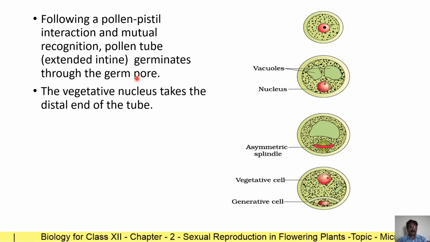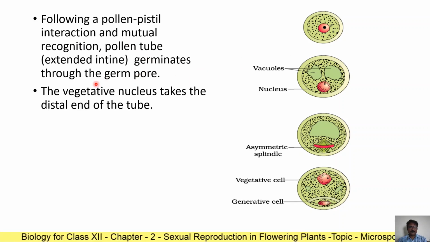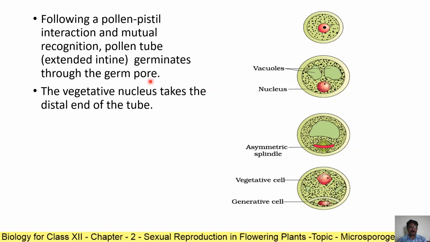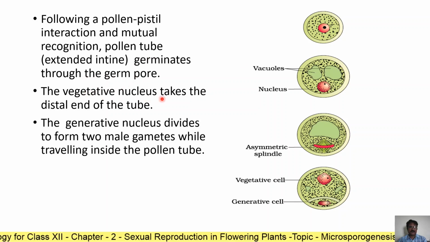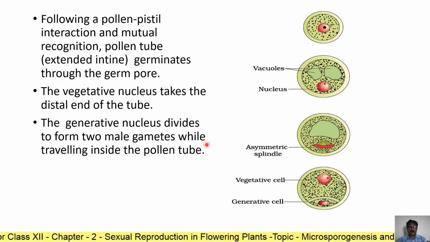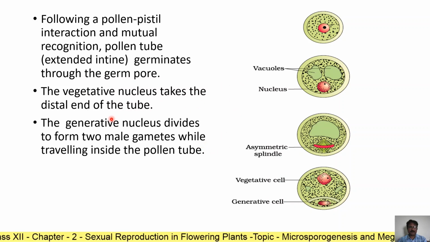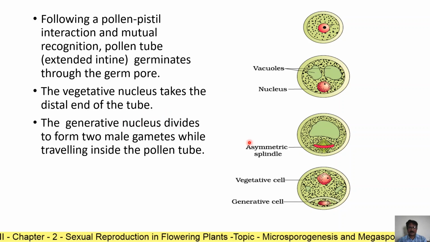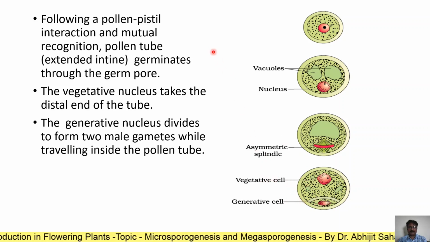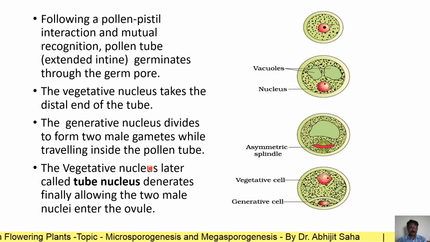to germinate. So each pollen tube now germinates through the germ pore. The vegetative nucleus takes the distal end and the generative nucleus follows. That means this generative nucleus now divides to form 2 male nuclei. So the generative cell or generative nucleus forms 2 male nuclei, and the vegetative cell leads the 2 male nuclei inside the pollen tube.